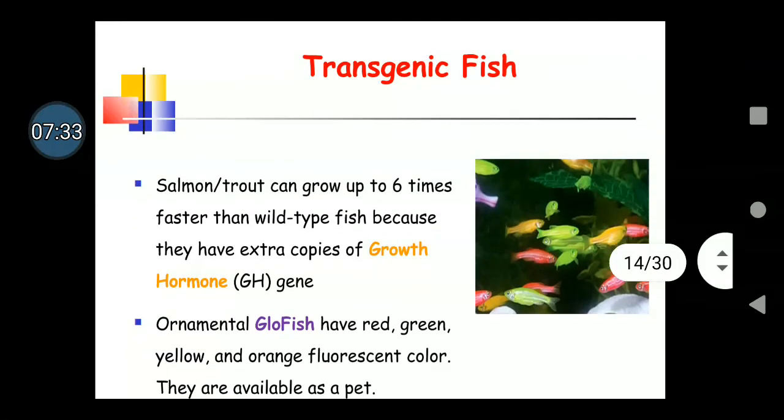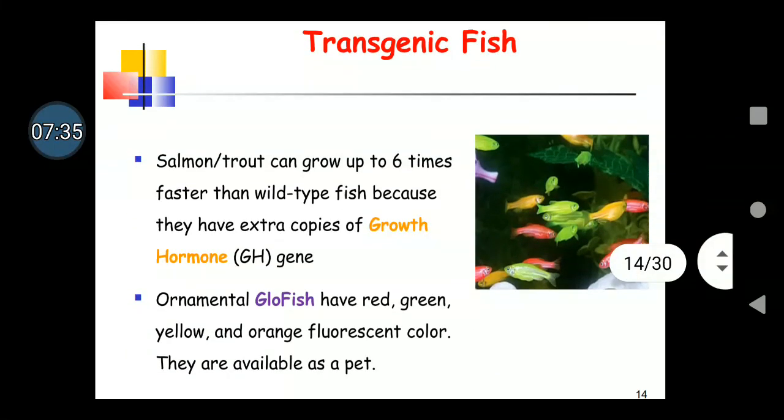Next is transgenic fish. Salmon or trout can grow up to 6 times faster than the wild type fish because they have extra copies of growth hormone gene. The ornamental glowfish have red, green, yellow and orange fluorescent color. They are available as pet.